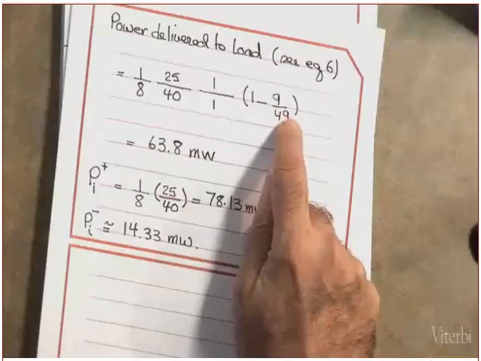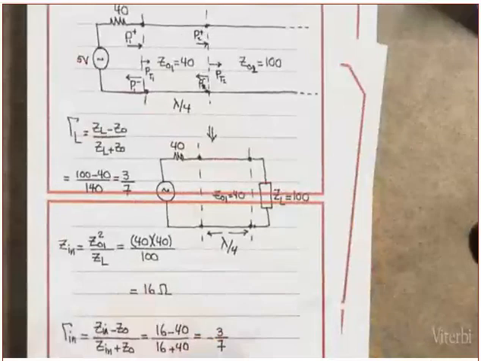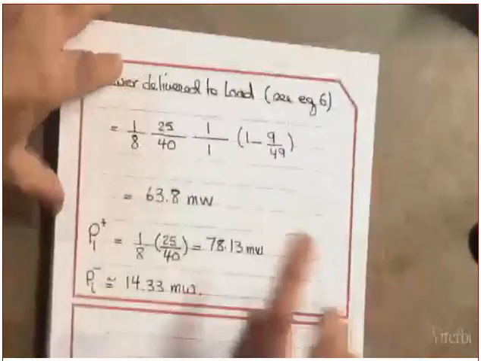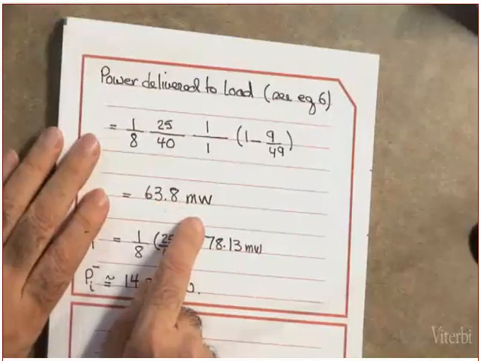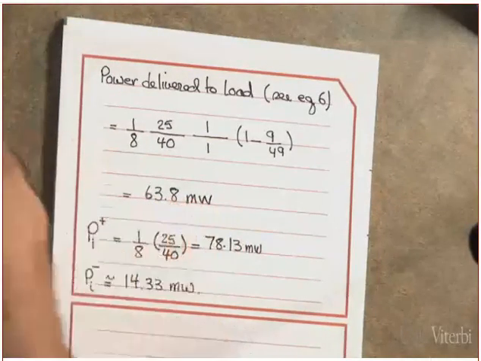Where did this come from? 9 over 49 is 3 over 7 squared. Clear? What do I get? Help me. What do I get? 63.8 milliwatt.